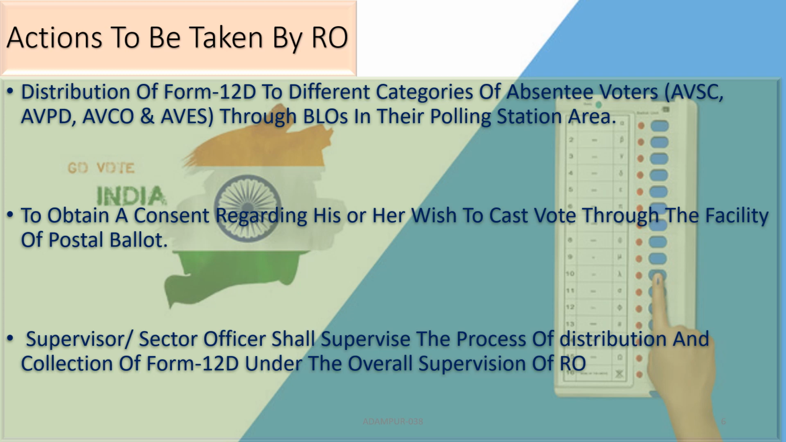Actions to be taken by the RO. Distribution of Form 12D to different categories of absentee voters, AVSC, AVPD, AVCO and AVES, through BLOs in their polling station area to obtain consent regarding his or her wish to cast a vote through the facility of postal ballot. Supervisors and sector officers shall supervise the process of distribution and collection of Form 12D under the overall supervision of the RO.